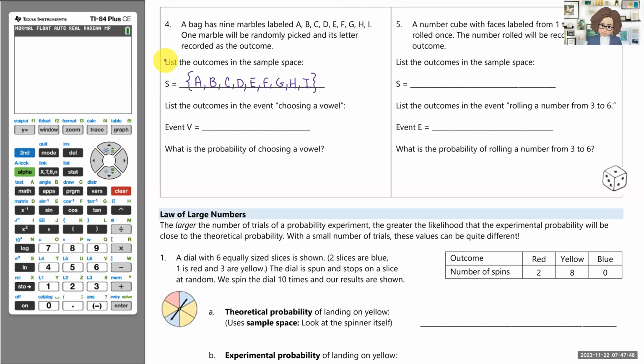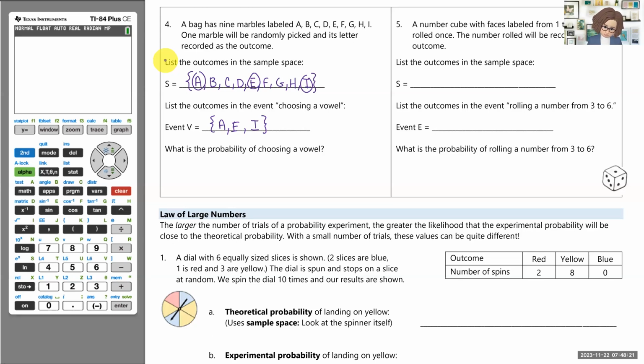Next, it says list the outcomes in the event choosing a vowel. So I'll just call that event V. So our vowels, I'll circle them up here, A, E, I. So those outcomes in event V, A, E, I. And you can tell my braces are looking a little messy. So on Alex, it'll actually put these braces in for you, but I'll just try to make that look a little better. There we go.